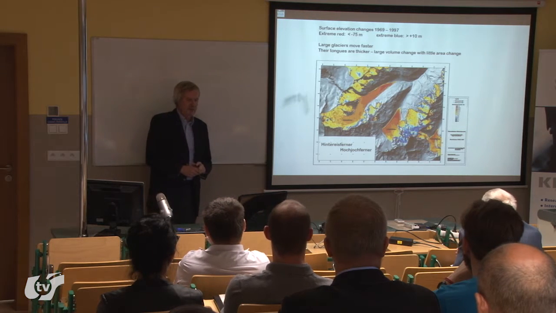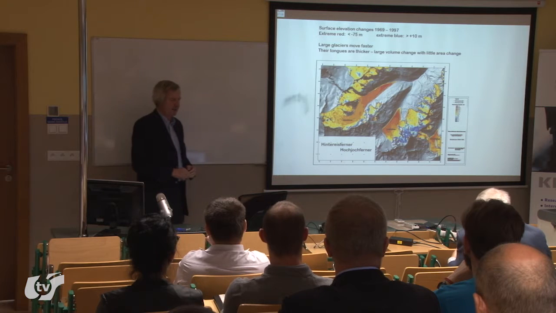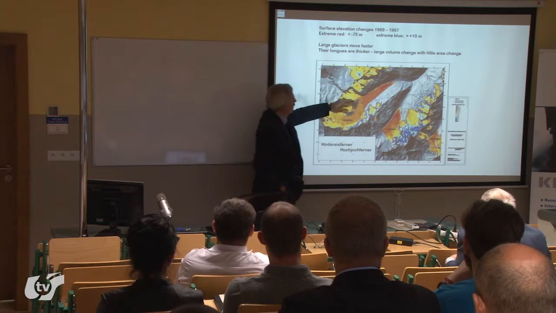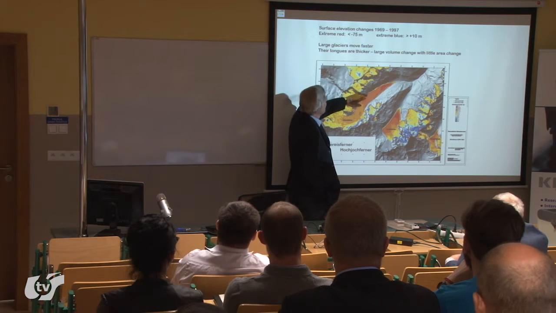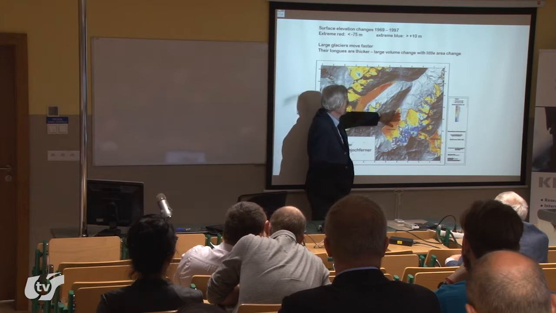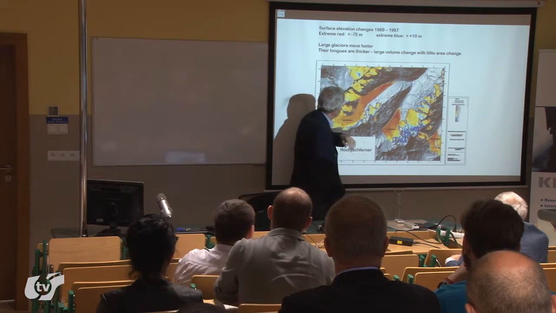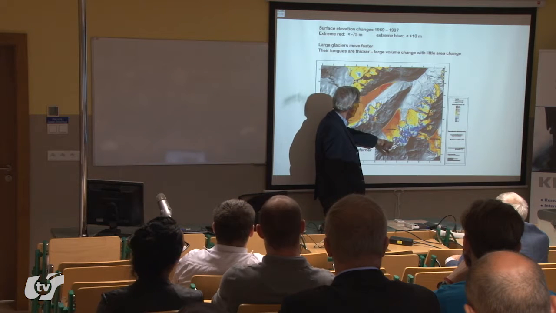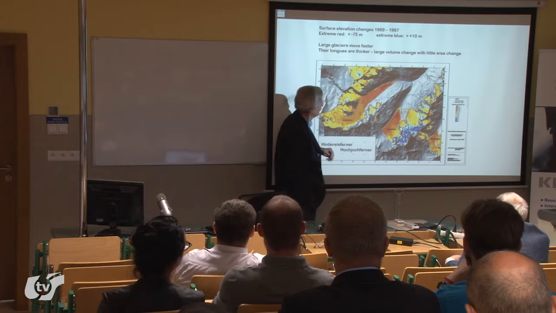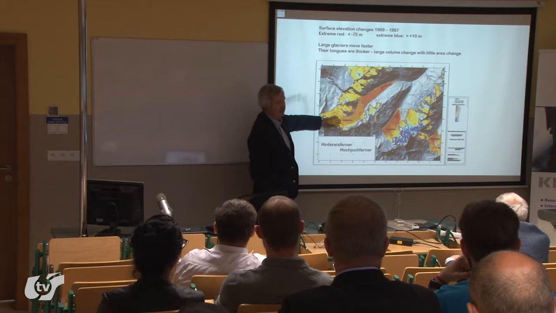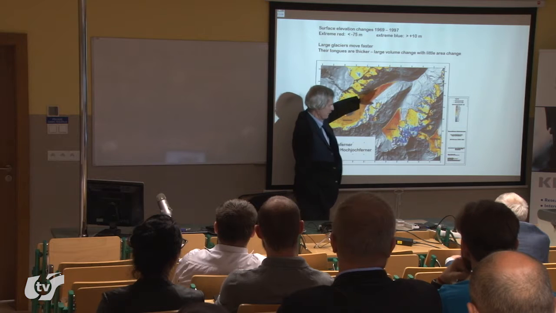From 69 to 97, from the first to the second inventory, we had the melting or volume surface lowering of the glaciers of more than 75 meters in these color scales. And we even had some net accumulation in the upper part of smaller glaciers. Hintereisferner is a thick glacier. It moves fast and it transports any surplus rapidly to the bottom.